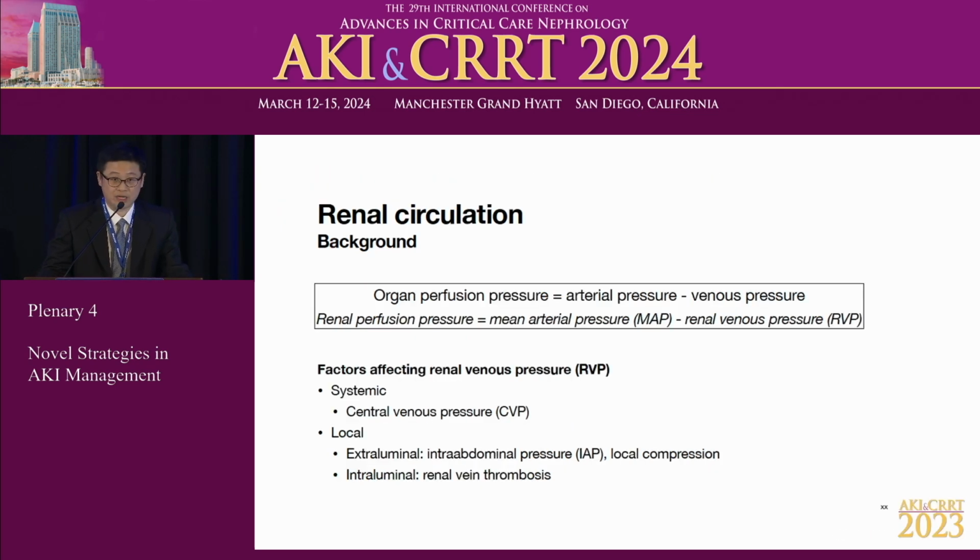But we should not focus only on the mean arterial pressure. To improve renal perfusion pressure, the other thing we need to account for is renal venous pressure. We also need to optimize renal venous pressure by controlling an optimal central venous pressure and also some local factors, including the intra-abdominal pressure.